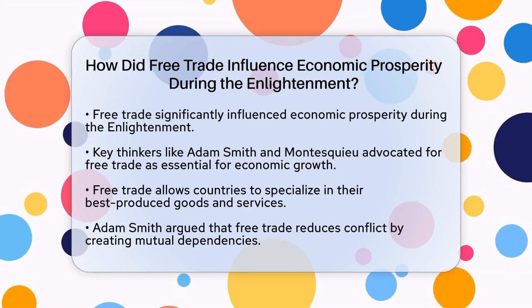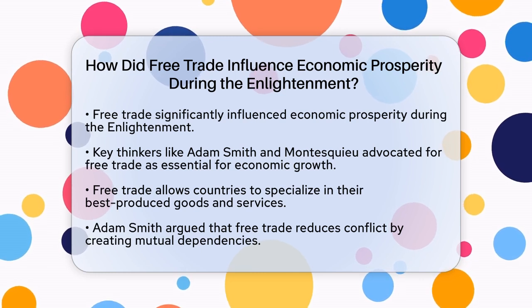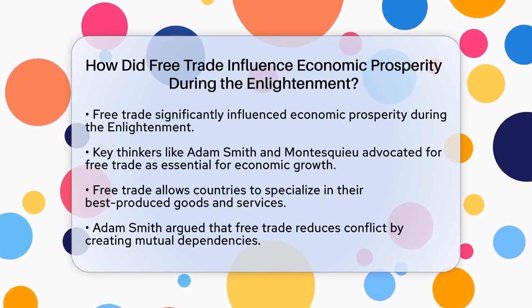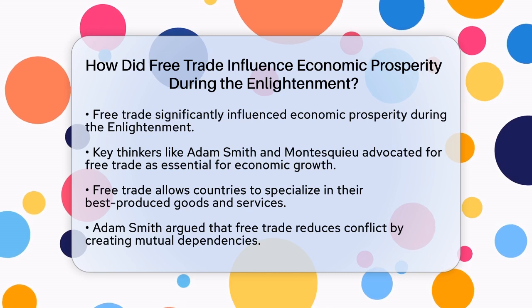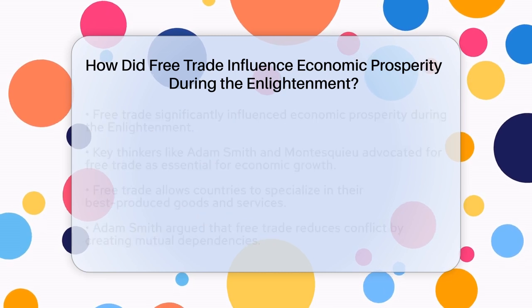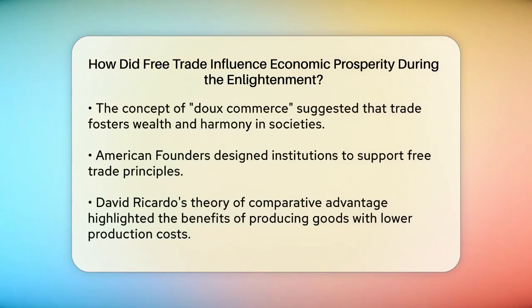One of the central arguments was that free trade leads to peace. As Adam Smith noted, in a market where people can buy things more cheaply than producing them themselves, there is less incentive for conflict. For instance, if a tailor and a baker need each other's goods, it makes more sense for them to trade rather than go to war. This concept of doux commerce, or gentle commerce, was endorsed by many Enlightenment thinkers. They believed that trade could make societies richer and more harmonious.